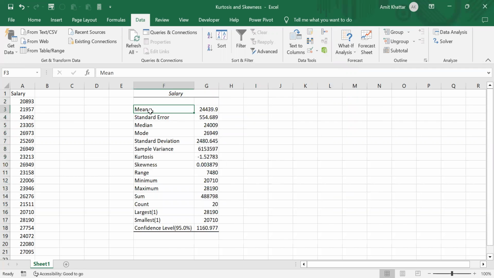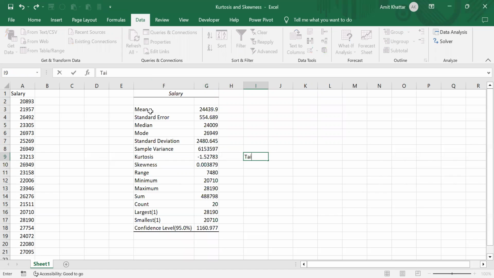wherein I have data ranging from mean, error, median, mode, standard deviation, variance to kurtosis and skewness. The data that is relevant for discussion today for us is kurtosis as well as skewness. So firstly, what exactly is this term kurtosis? Kurtosis is a measure of tailedness of a distribution. You are measuring tailedness of a distribution per se.